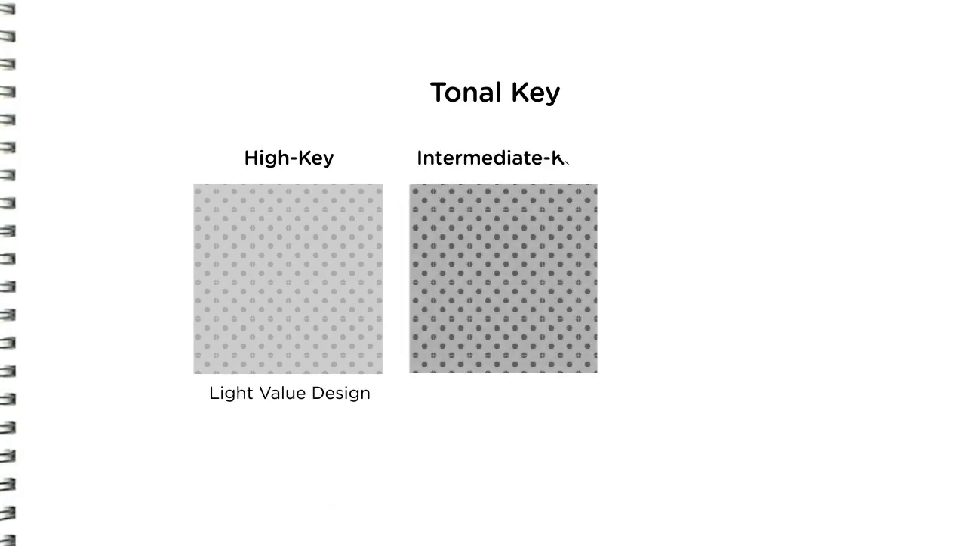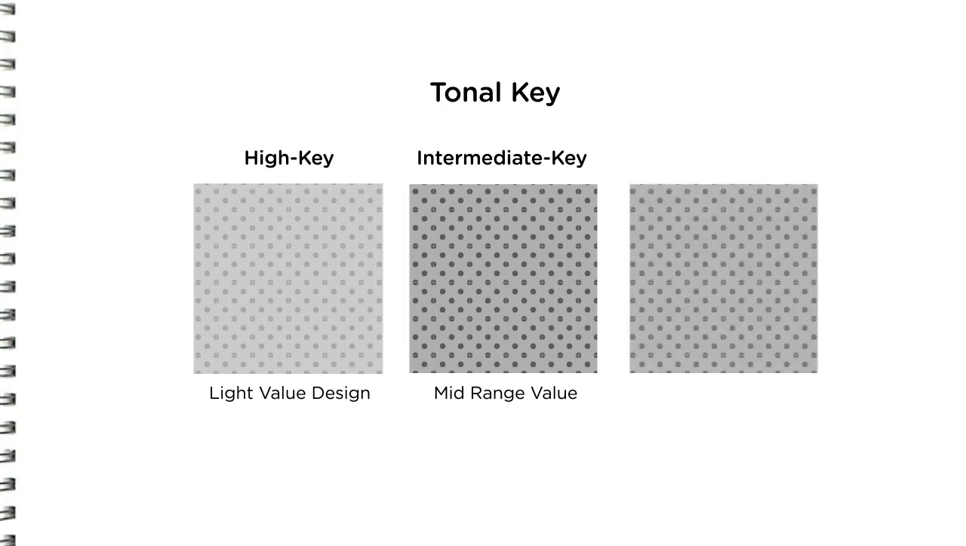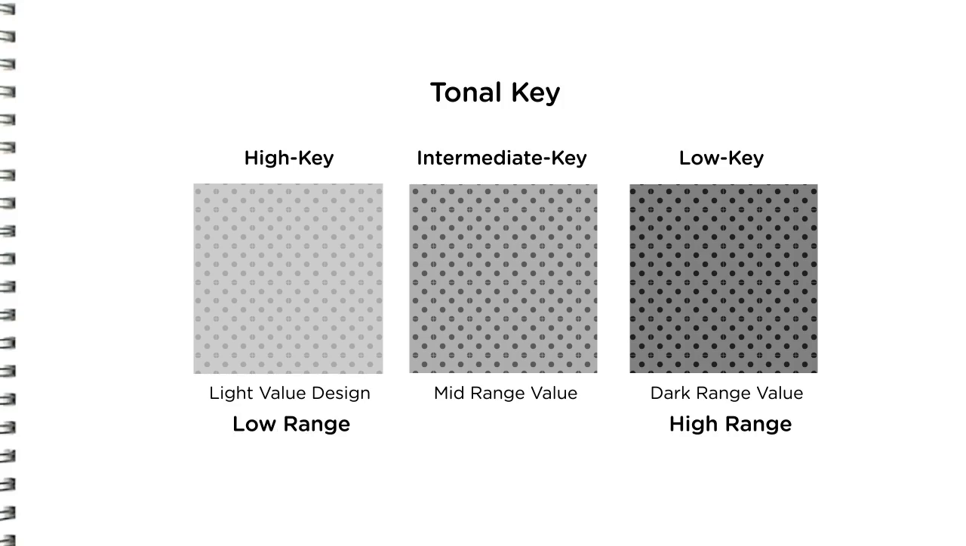An intermediate key refers to the mid-range value design. Lastly, a low key refers to a dark value design. The entire value scale is referred to as the total range of the design. Low scale is known as low range or low contrast, whereas the opposite, high scale, is known as high range or high contrast.